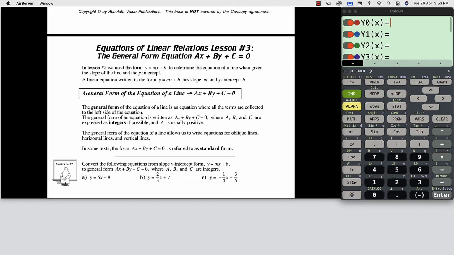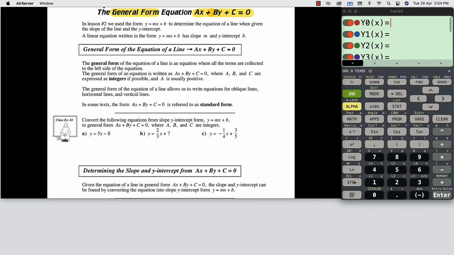Hey everyone, Mr. Voikin here, Unit 9, Lesson 3, and now we're going to be taking our slope form of the equation and putting it into what we call the general form, in the form of ax plus by plus c equals 0. Okay, so let's just move right into it here.